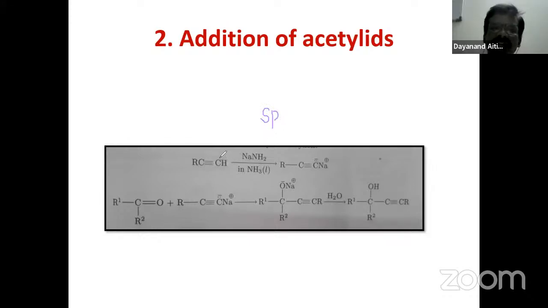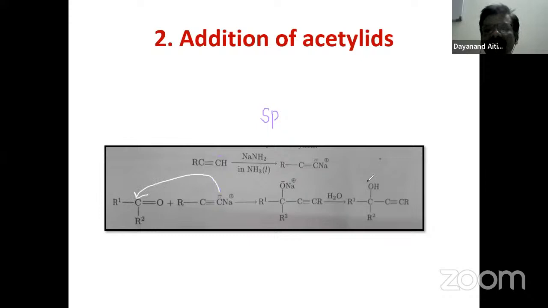Okay, here when it is reacted with sodamide, the H plus ion is removed easily, and it is forming sodium acetylide. Sodium acetylide is formed, and this is the nucleophile. We require a nucleophile for this one. Therefore, automatically the nucleophile is added. This is the nucleophile which is added to this carbonyl carbon.